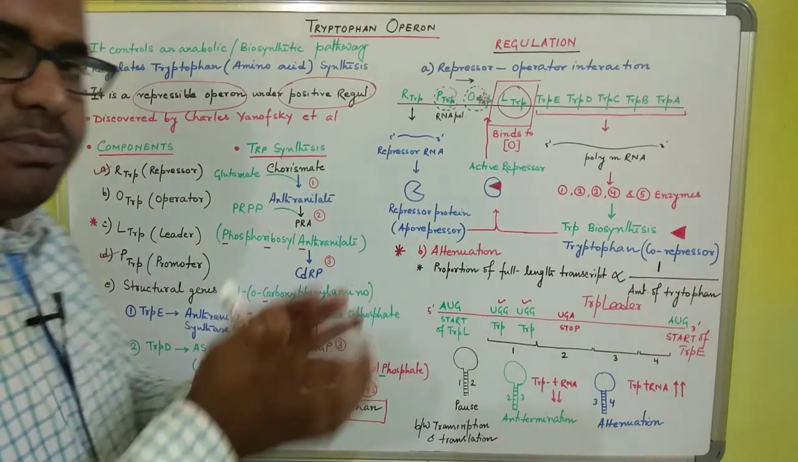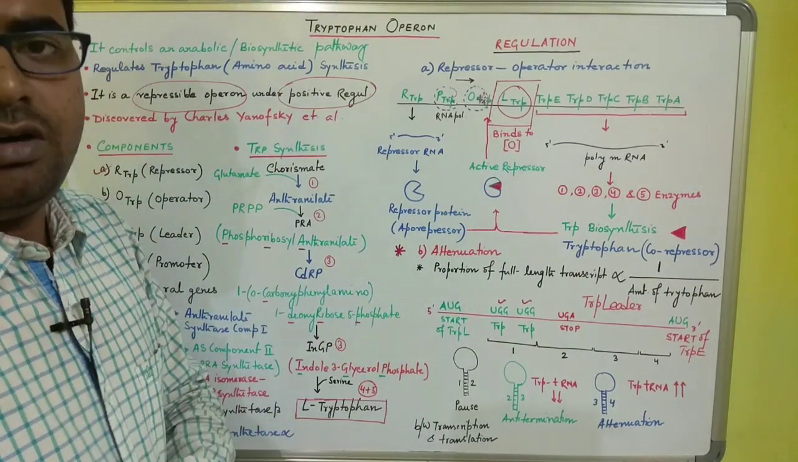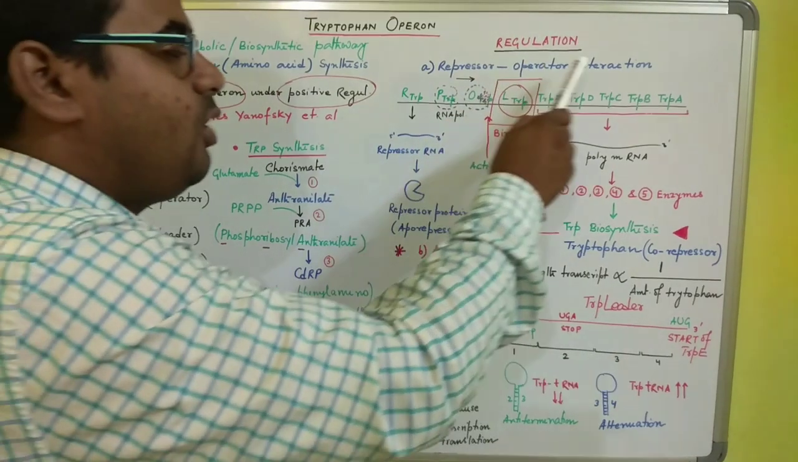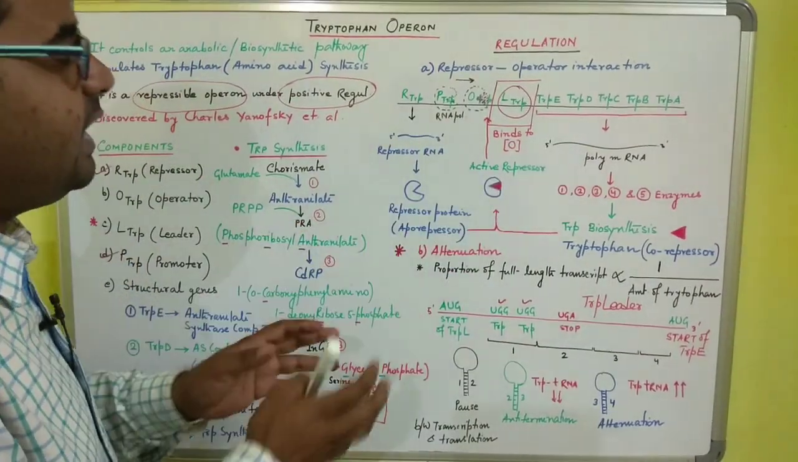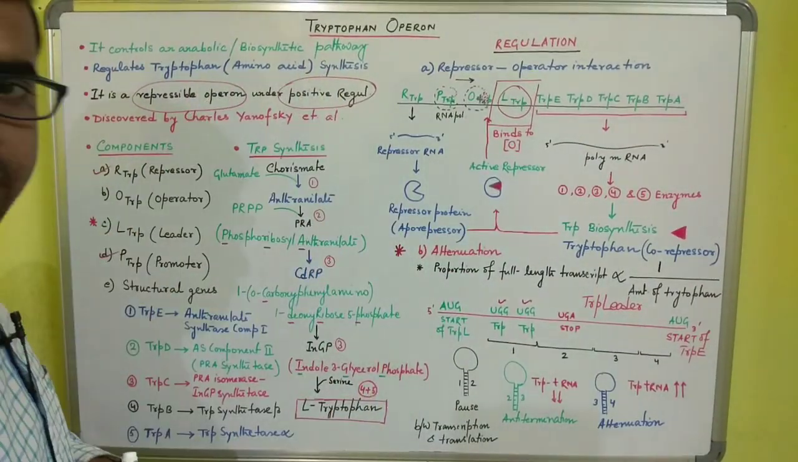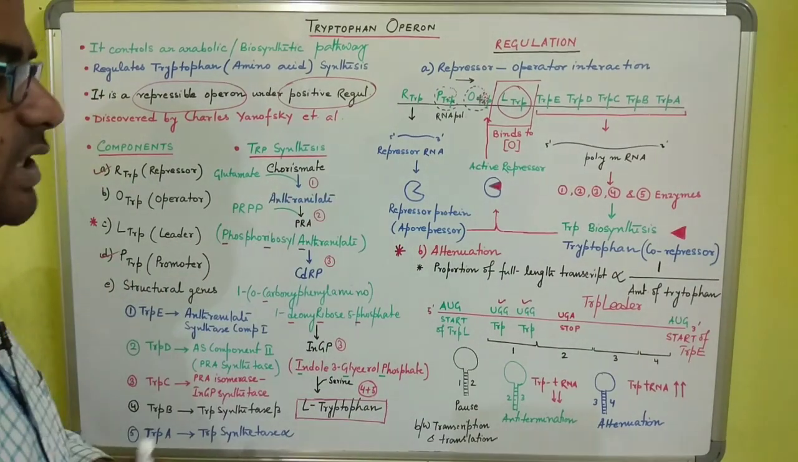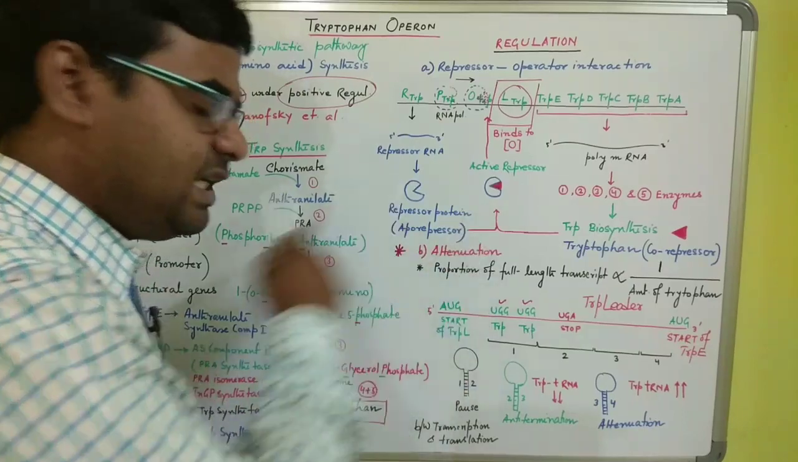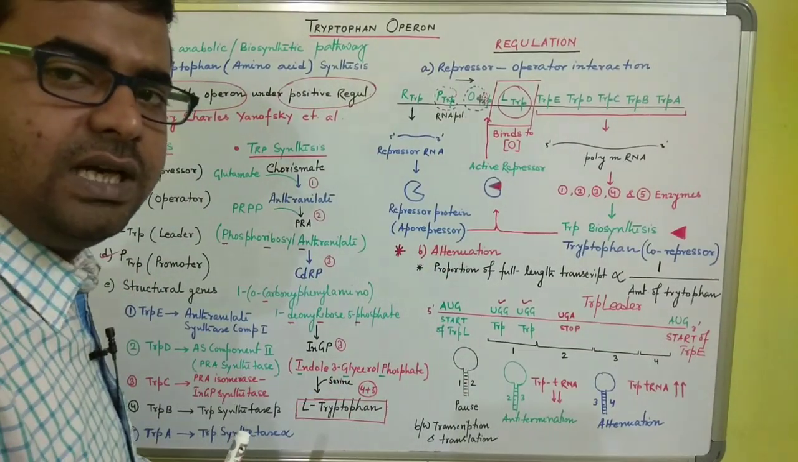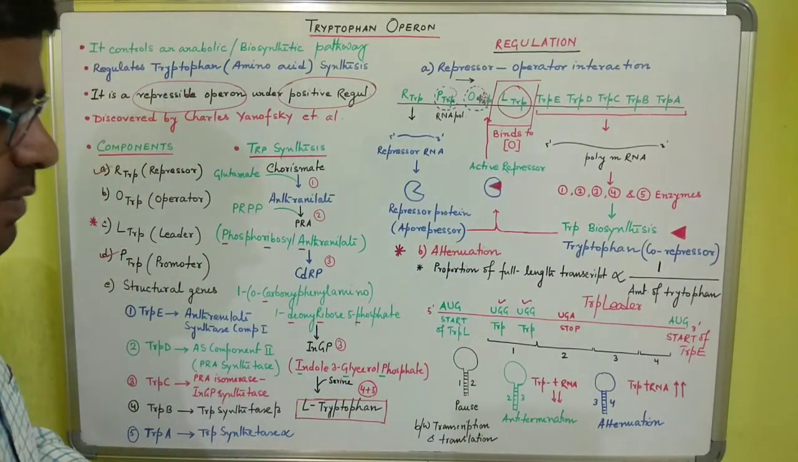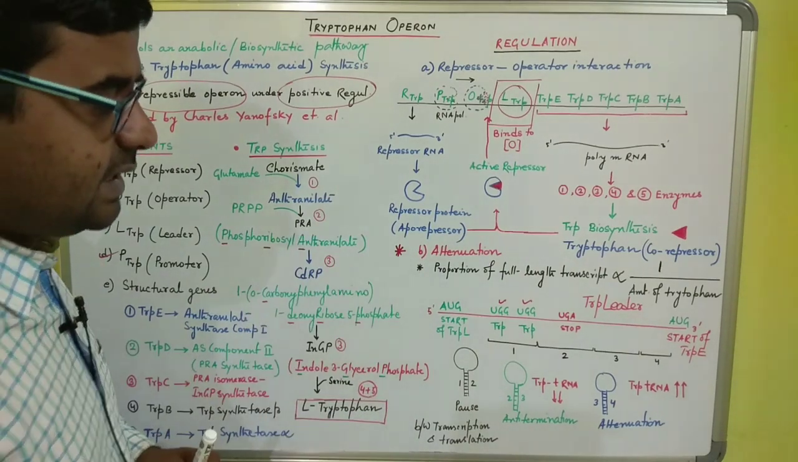Okay, so in the presence and absence of tryptophan, the repressor-operator interaction helps to regulate the tryptophan operon. Now coming to the second mode of regulation, that is attenuation, and this attenuation is very important from the examination point of view. Now let us consider this.